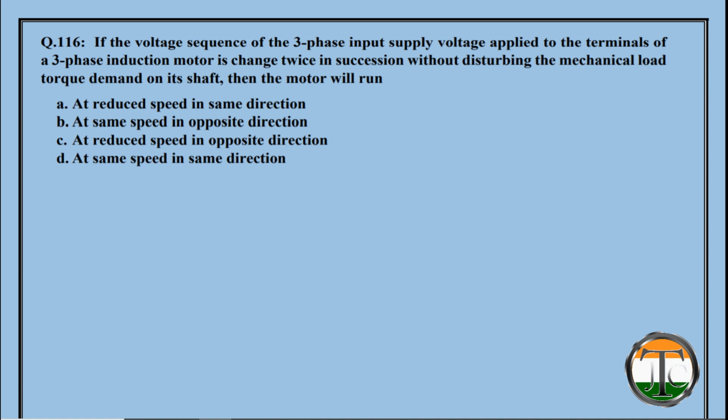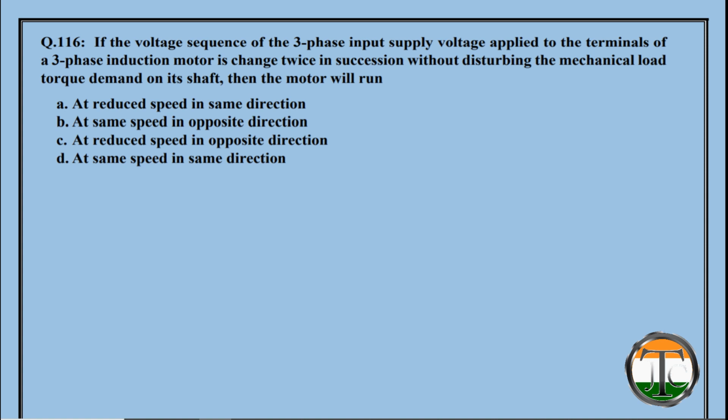So the next question is 116. If the phase sequence of the 3-phase input supply voltage applied to the terminals of a 3-phase induction motor is changed twice in succession without disturbing the mechanical load torque demand on its shaft, then the motor will run: option A is at reduced speed in same direction, option B is at same speed in opposite direction, option C is at reduced speed in opposite direction, option D is at same speed in same direction.